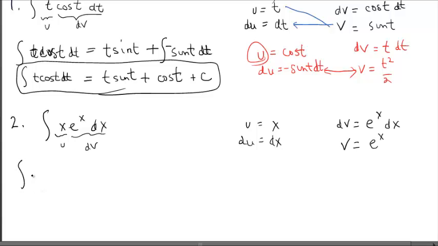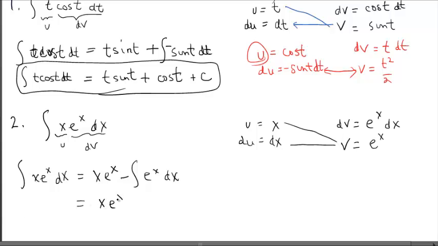All right, so here's our problem. This is going to equal uv, ultraviolet voodoo, that product, minus the integral of v du, e to the x dx. All right, and we're going to have to integrate once more. The antiderivative here is easy. It's itself plus c.